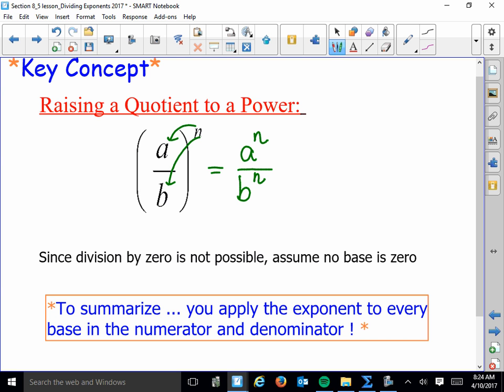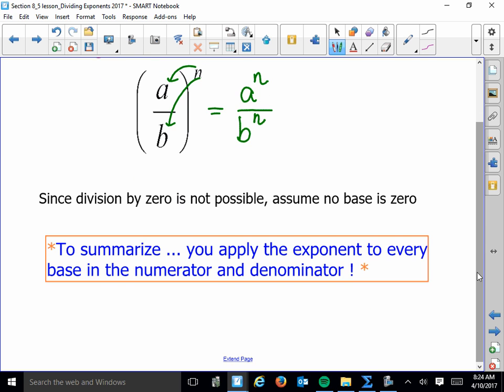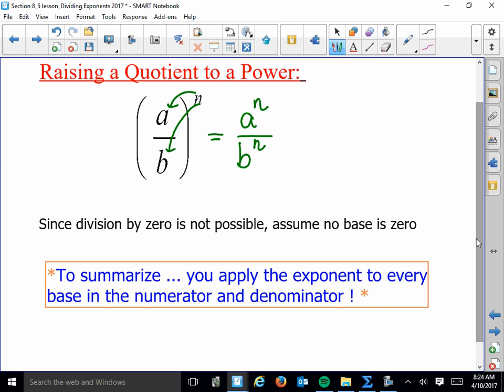So we have a property that's called the power of a product, in which we also apply the exponent to each base. It's the same idea, it's just that we're starting with the quotient. So our quotient to a power property is that you apply the exponent to every base in both the numerator and the denominator.